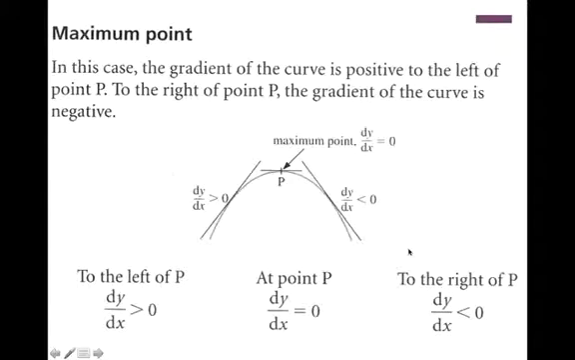Alright, and then if we take a look at a maximum point, we'll make the opposite observation. On the left side of our point, the tangent lines are going to have a positive slope, and on the right side they're going to have a negative slope.